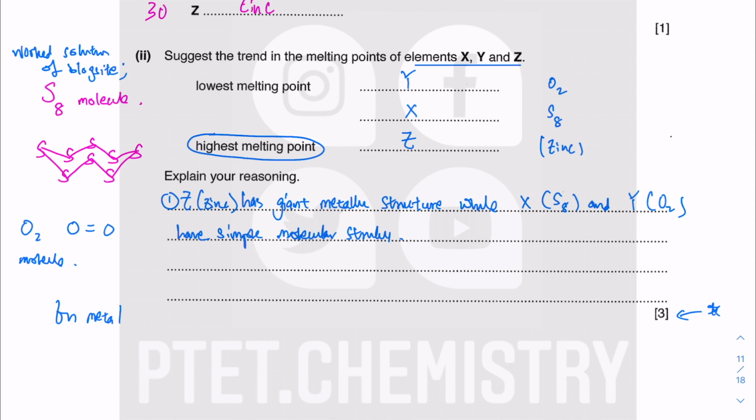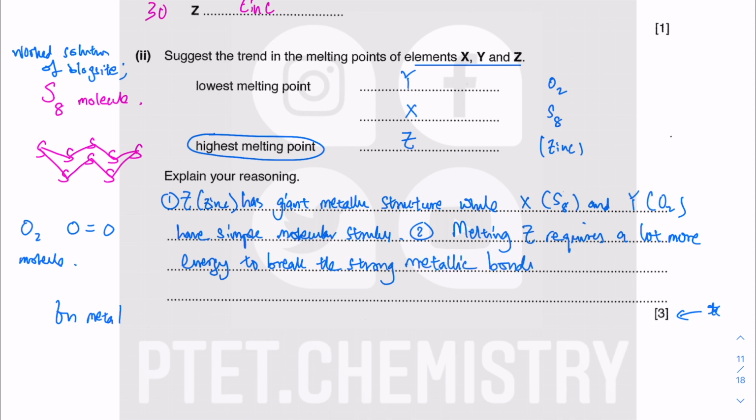Okay. And then what else? Therefore, for melting, what are we breaking? I already started the structure. So for melting Z, which is giant metallic structure, requires a lot more energy to break the strong metallic bonds between the cations and the sea of delocalized valence electrons.